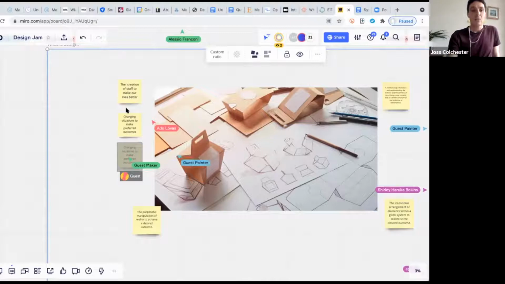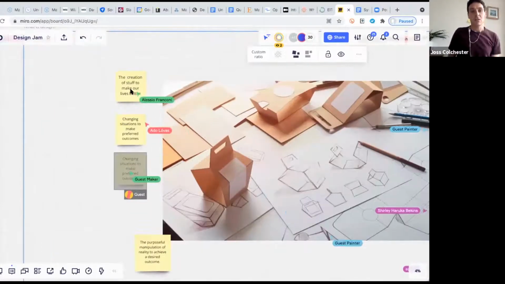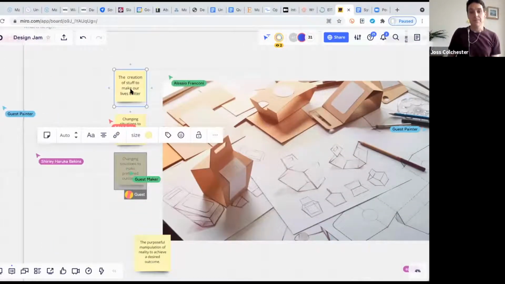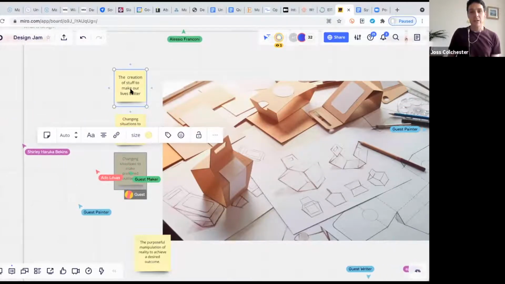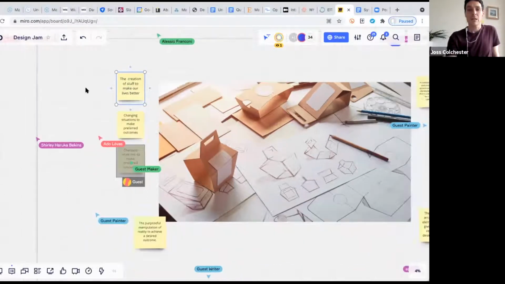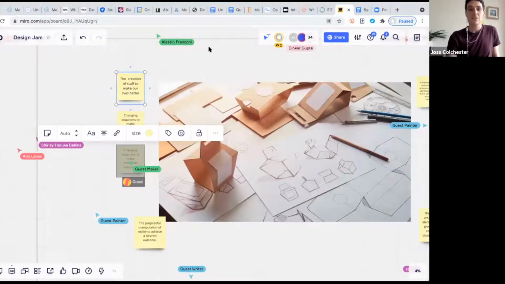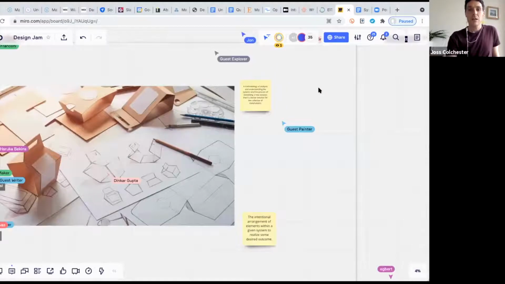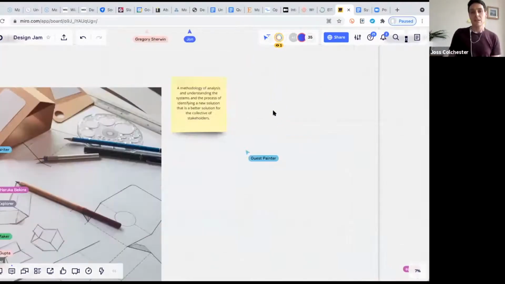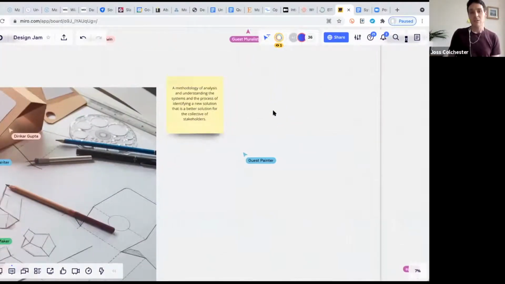I think this is maybe Milan. He said it's the creation of stuff to make our lives better. So we're asking a pretty basic question here. Design is obviously something quite fundamental for us human beings. Milan's idea, it's the creation of stuff to make our lives better. Over here, it's a methodology of analysis and understanding the system and the process of identifying new solutions that is a better solution for the collective of stakeholders.